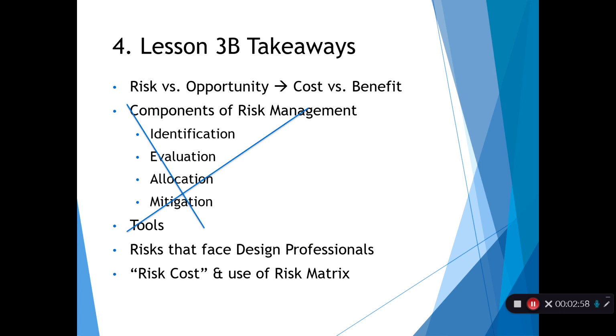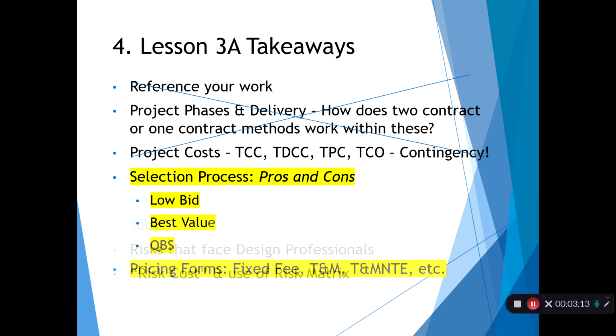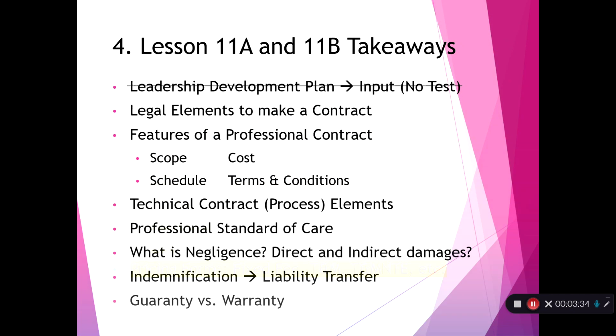Lesson 3B takeaways was where we talked about risk versus opportunity, cost versus benefit. Know the risks that design professionals face, and how do we calculate risk cost so that we can go after the most vulnerable or the highest value risk items of a project. Lesson 3A takeaways, the selection process, pros and cons of low bid, best value, or QBS, and know what QBS stands for. Pricing forms, fixed fee, time and materials not to exceed. Even though we talked about that in lesson 3A, it came up again in lesson 14.